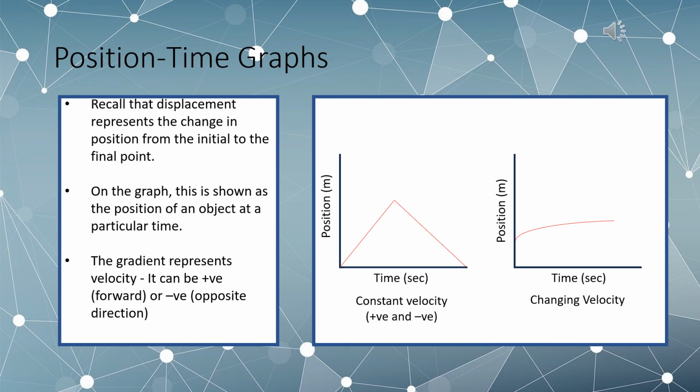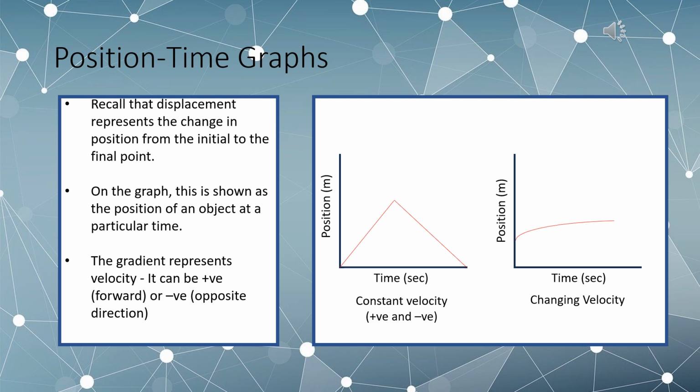Recall that displacement represents the change in position from the initial to final point. So this is effectively our position from our initial point to our final point. On the graph, this is shown as the position of an object at a particular time. So on our x-axis, we have time, and on our y-axis, we have position. Time is often given in seconds and position in meters, but just be careful when checking your units that you correspond them to the graph appropriately.